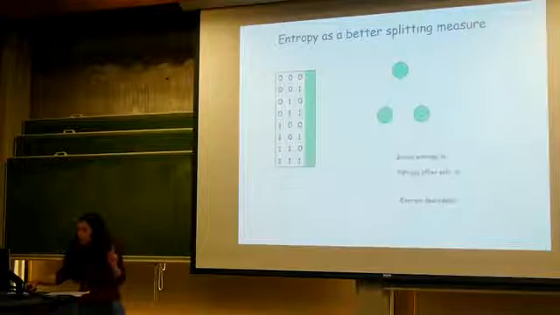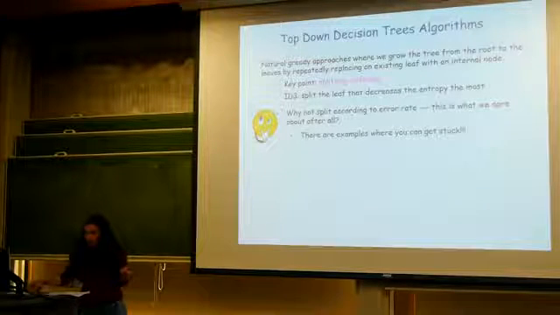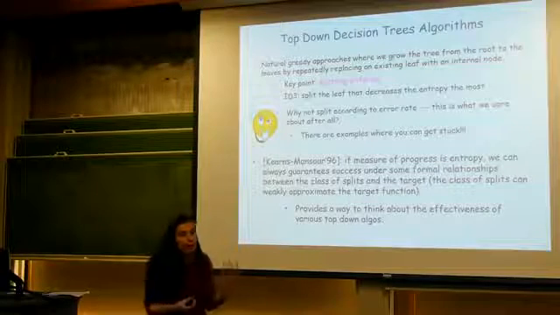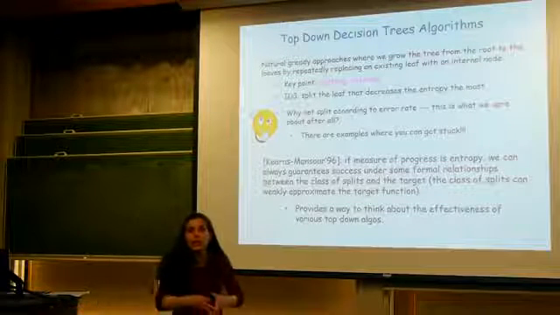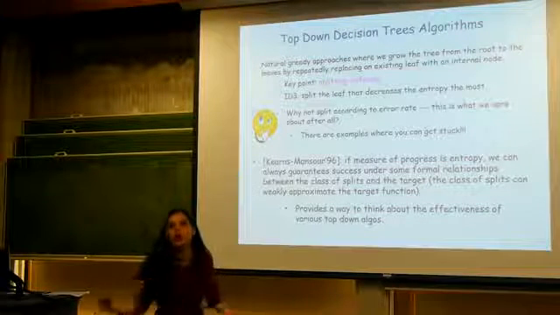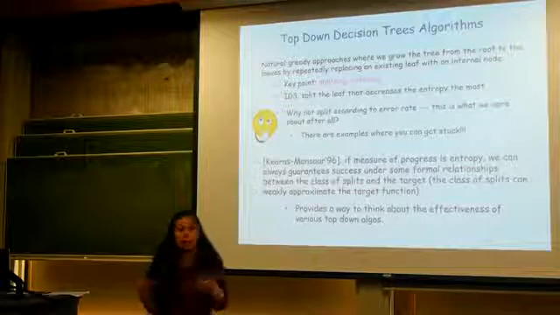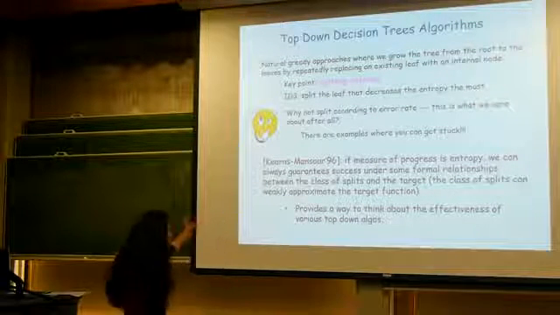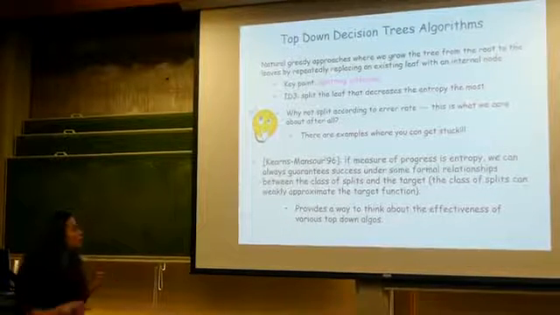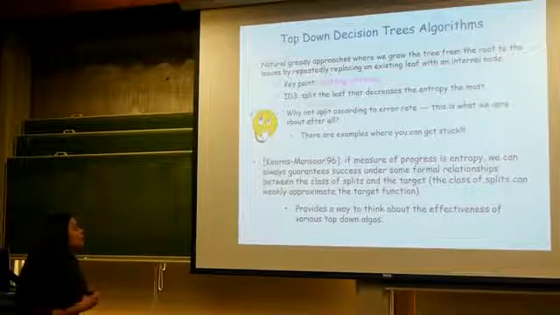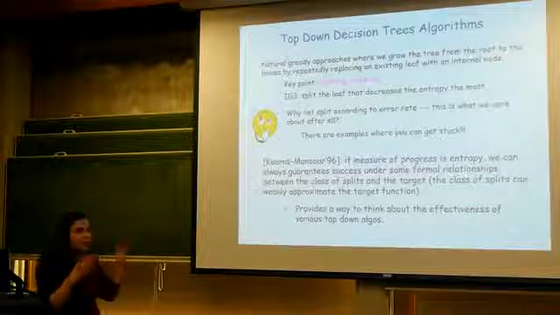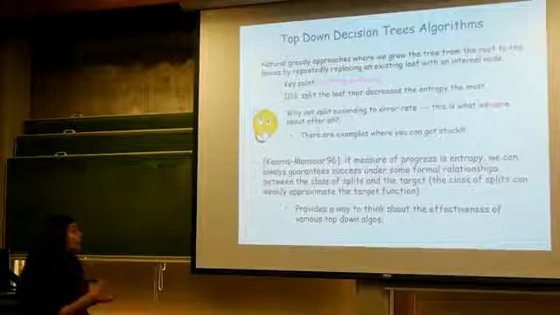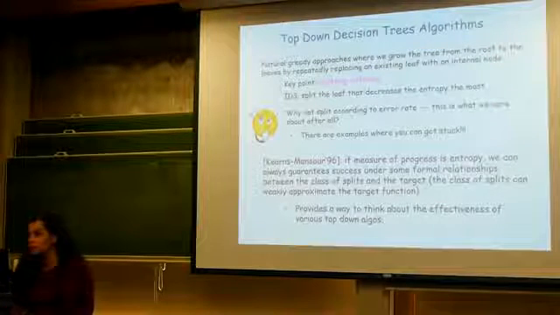However, in these examples, the entropy always decreases. And it turns out, even more interestingly, you can show that for a broad class of problems, trying to use the entropy as a local measure of progress is a good idea. In particular, there is a beautiful result by Kearns and Mansour that shows that if the measure of progress is entropy, then we can always guarantee success of our algorithm under some formal relationships between the class of splits and the target function.